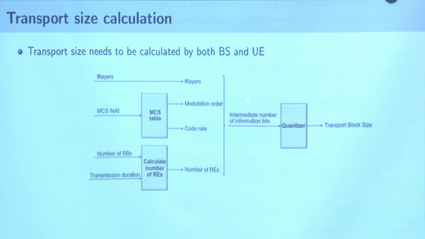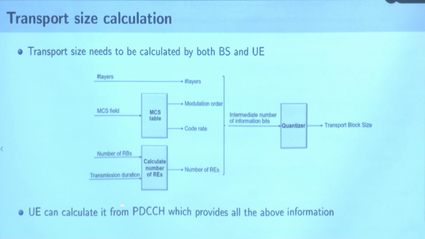Then you take these parameters and decide something called the intermediate number of bits, and then you pass these bits to a quantizer which will output the transport block size. Now what is the function of this quantizer? I'll tell you. As and when we reach there, the job of this quantizer will become immediately clear to us.